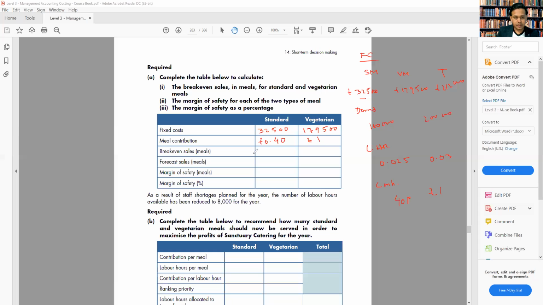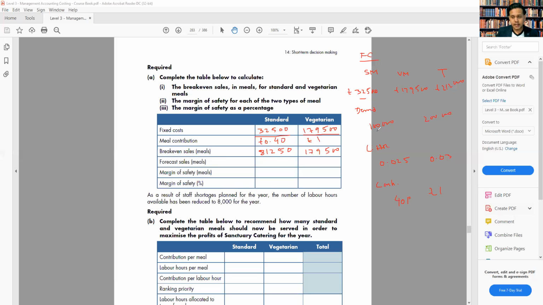Now the break-even meals. How much will be the break-even meals? So fixed cost over contribution. If I divide that, that will give me the break-even, isn't it? So for the standard we have 81,250. And for the vegetarian we have 179,500. Very well done, Nazia.